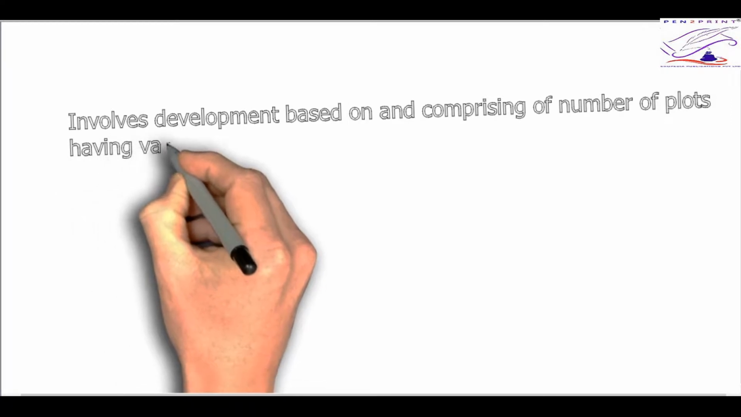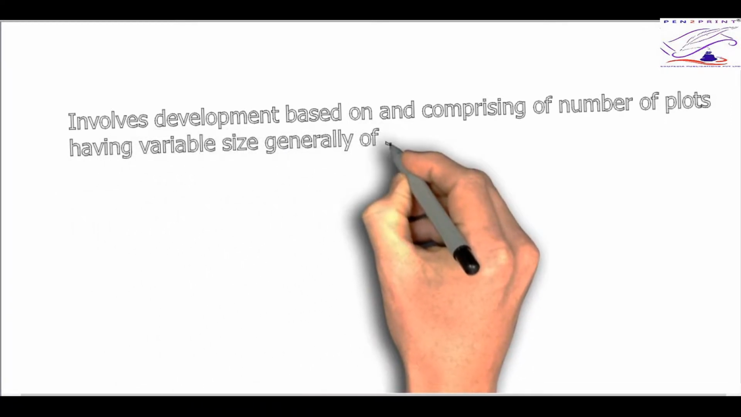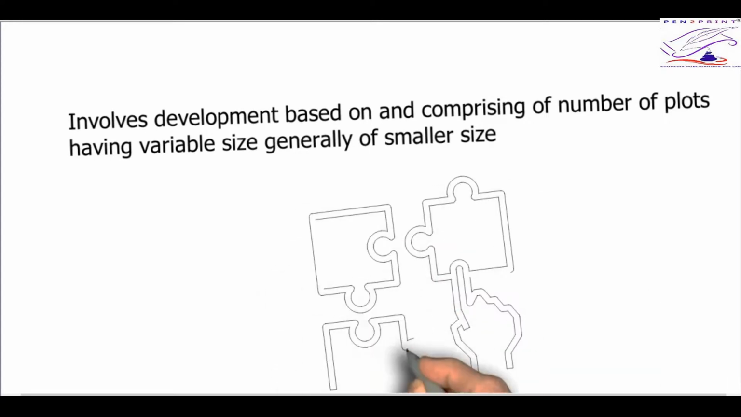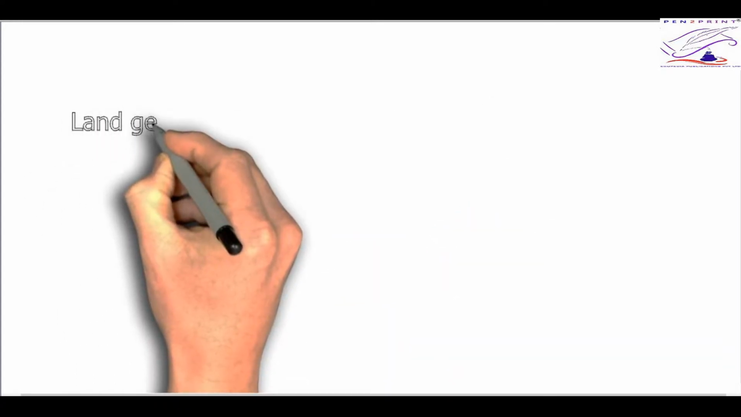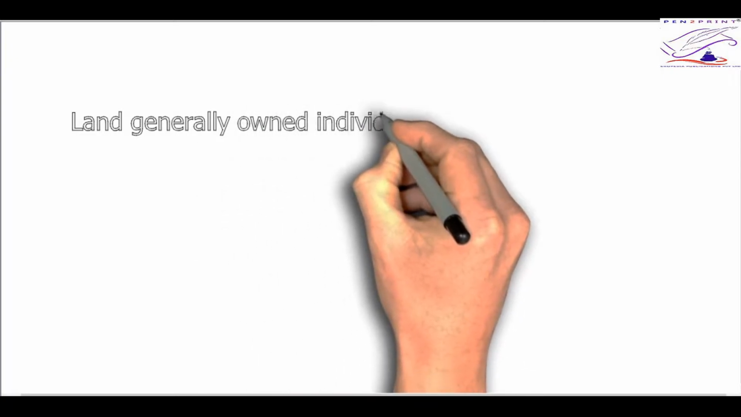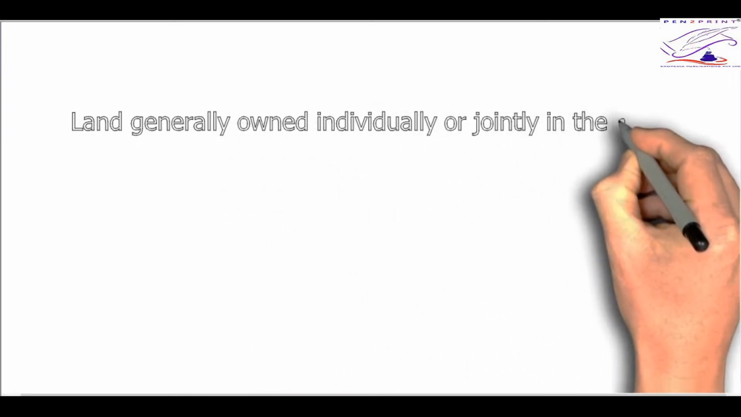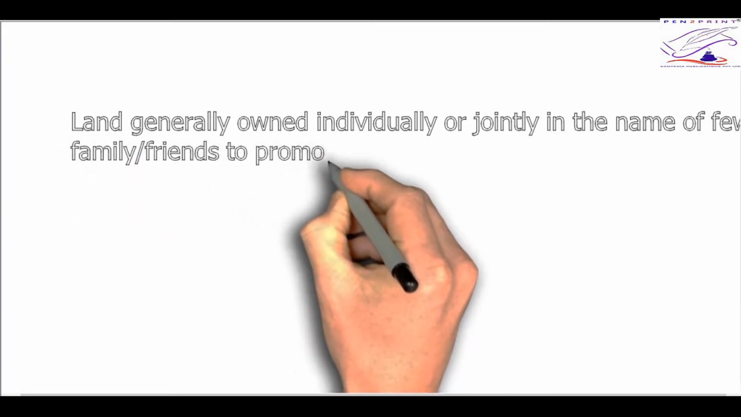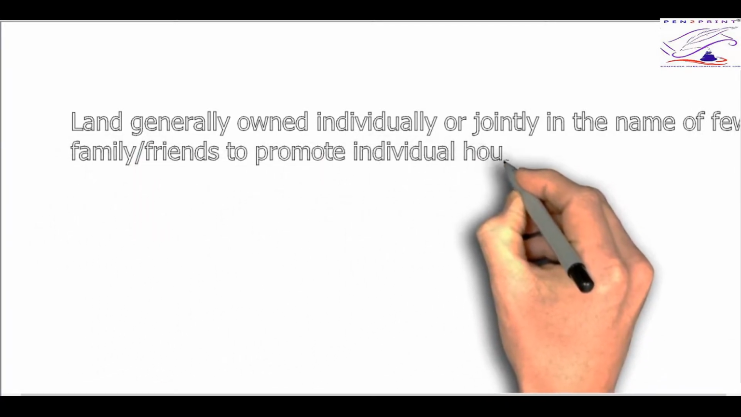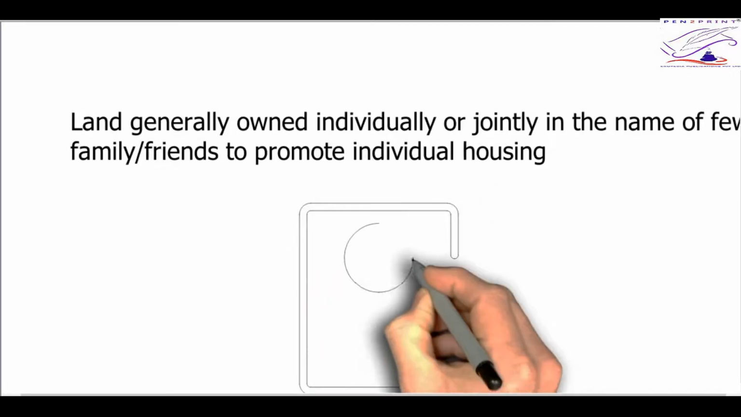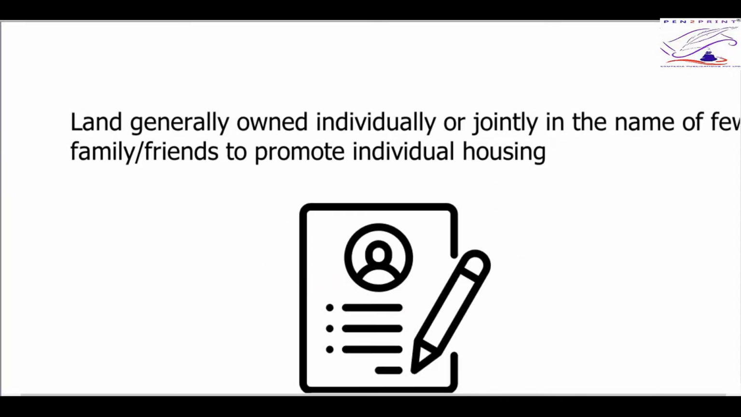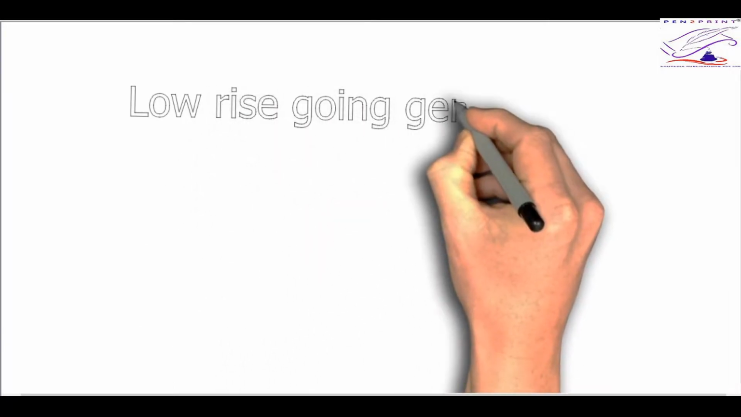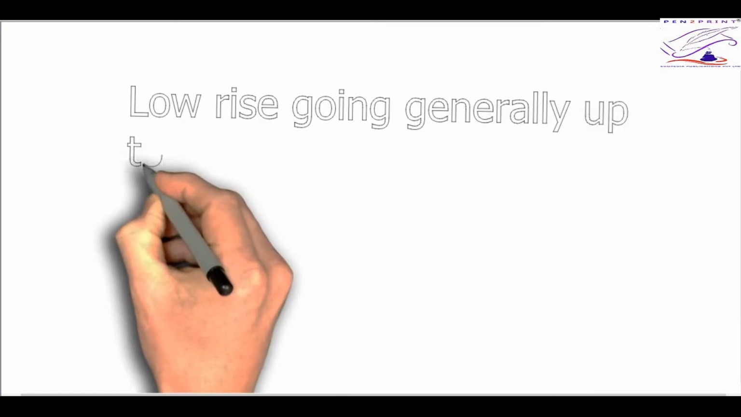It involves development based on a number of plots having variable size, generally of a smaller size. So this is, you will find, the most common form of planned development. Land is generally owned individually or jointly in the name of a few family members or friends to promote individual housing in the area. So in here you will find that the plots will be subdivided into smaller plots where individuals will construct their own house.